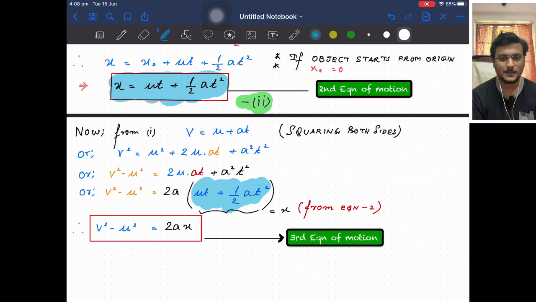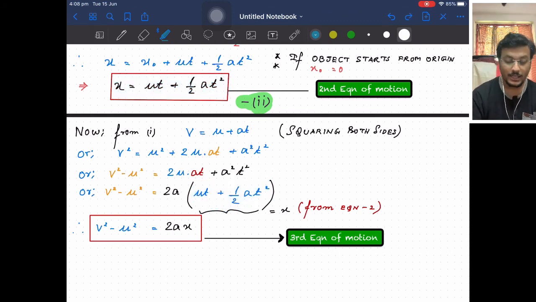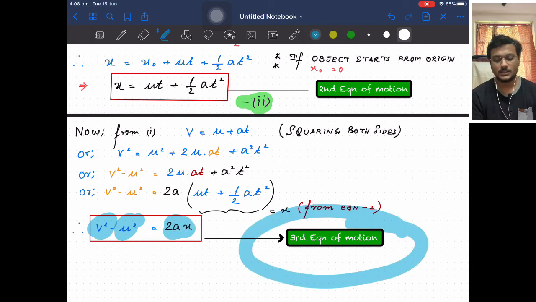Now that's the magic of physics and maths. That's why I like both. Anyway, in place of ut plus half at square, now we can replace it with x, and the final form of the equation takes place, that is v square minus u square equals 2ax, which is the third equation of motion.